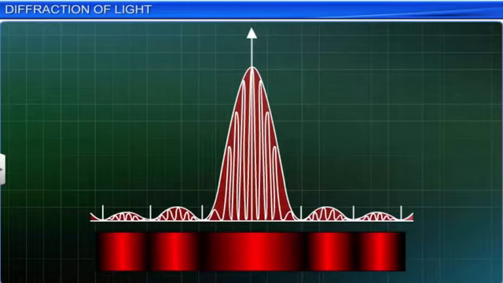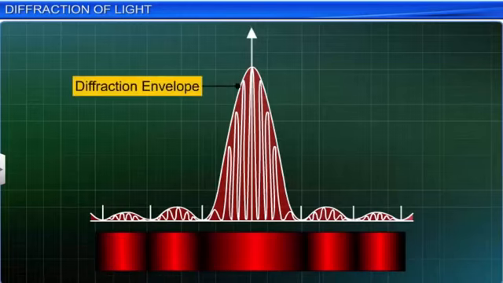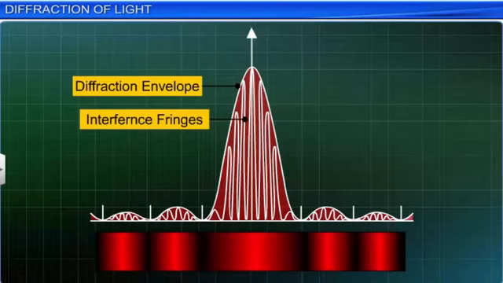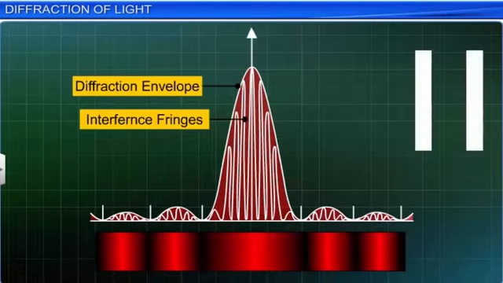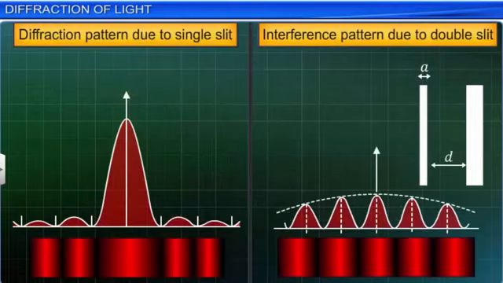The combined effects of diffraction and interference are as shown. The diffraction pattern acts as an envelope and controls the regularly spaced interference pattern. The number of interference fringes occurring in the broad diffraction peak depends on the ratio d by a, where d is the slit separation and a is the width of each slit. As the value of a decreases, the diffraction pattern becomes flat and we observe a normal interference pattern.